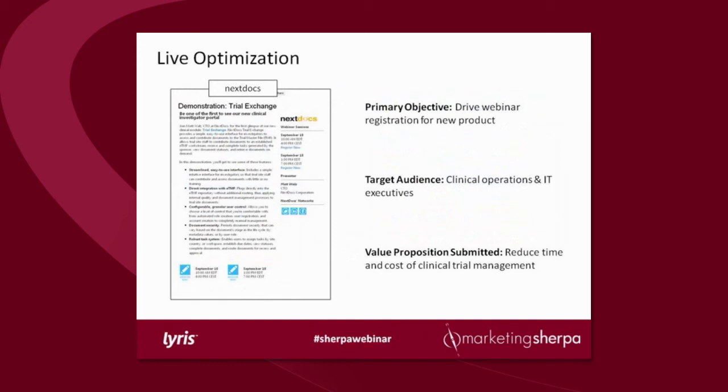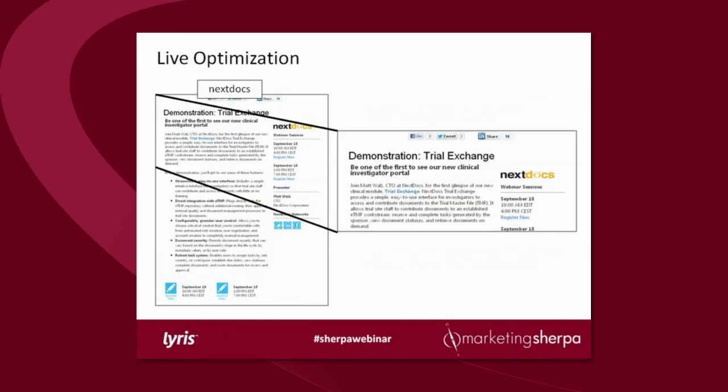Okay, so the next one, the primary objective is to drive webinar registration for new products. The target audience is clinical operations and IT executives, and the value proposition submitted: reduced time and cost of clinical trial management. Here, John, I'm going to zoom in here to the top of it, and you can take it away. Oh, my goodness.